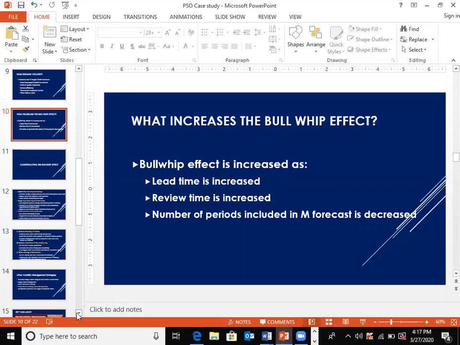Also, something else to keep in mind is that the more accurate your forecasting is, the lower the bullwhip effect is going to be. For this, it mentions over here in this slide that the number of periods included in the forecast is increased. What I mean by this is that the more information you take into account while making forecasts, the more that will impact the accuracy of your forecast. And if your forecast is really accurate, then the probability of your bullwhip effect reducing increases.